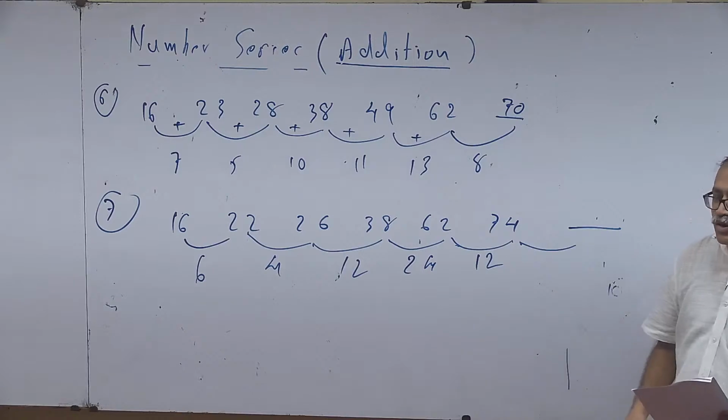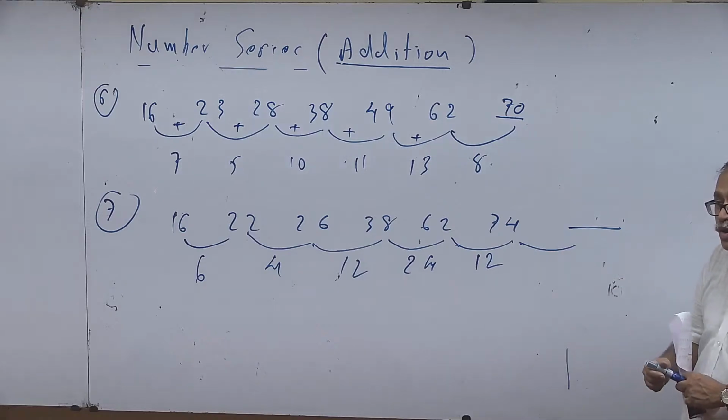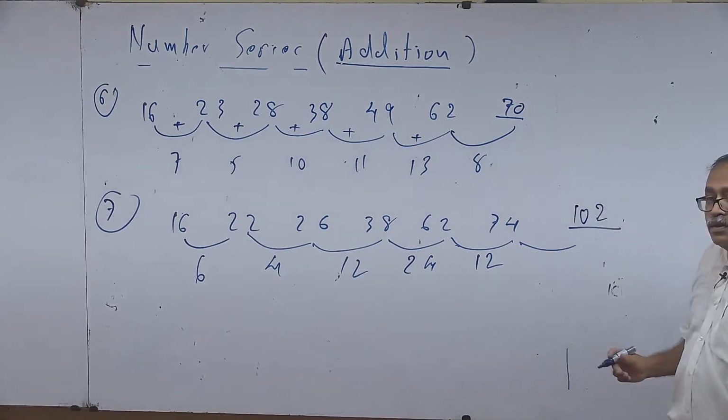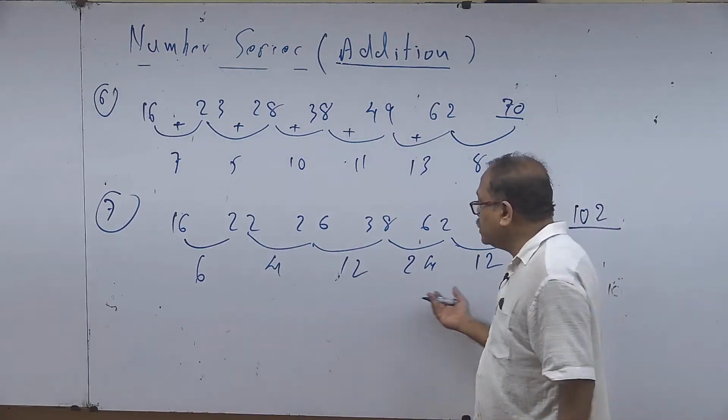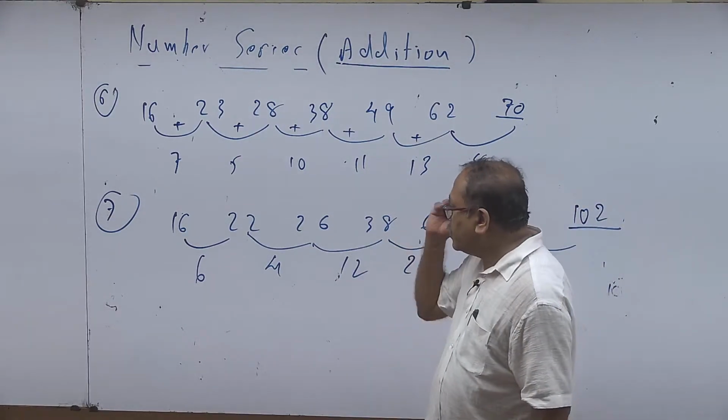2. Okay. Now, what is that next one? 102. Okay, let's see that. How did you get the 102? Yes, how did you get it? What is the logic in these numbers which are added? Product of the top number.